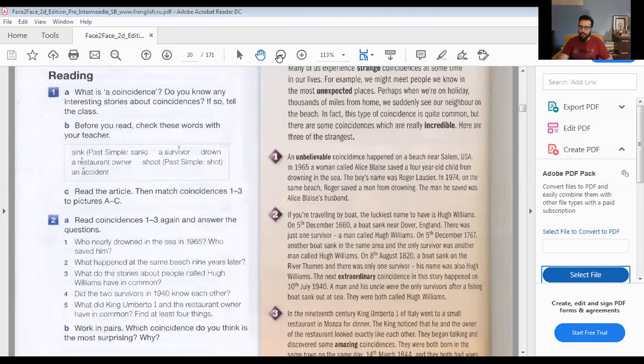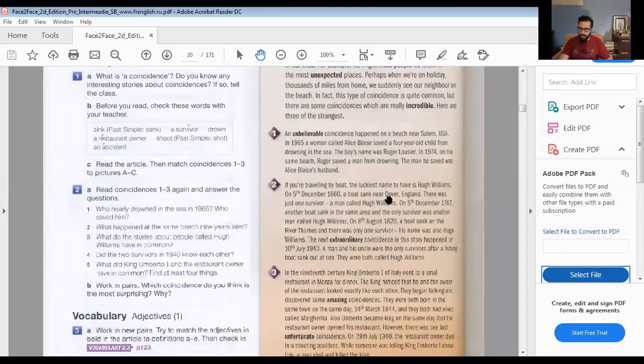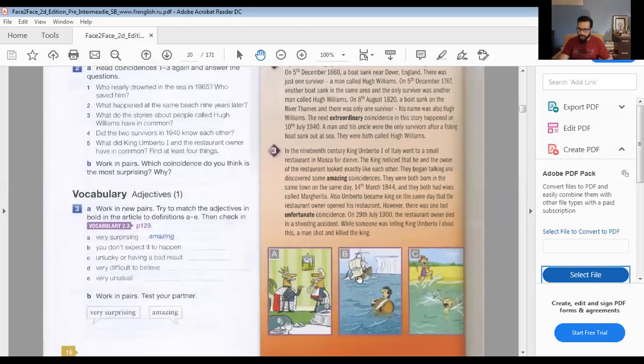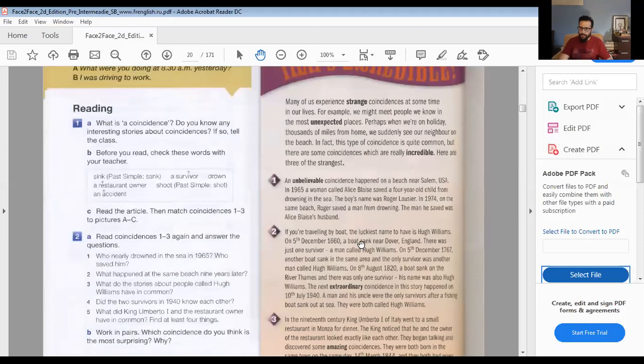So let's zoom out a bit and let's find the pictures. So these are our pictures. We have A, we have B, and we have C. Let's read the coincidences. So that's incredible.